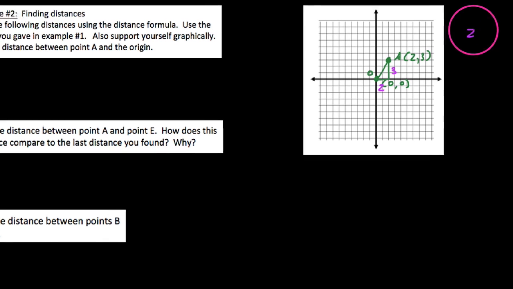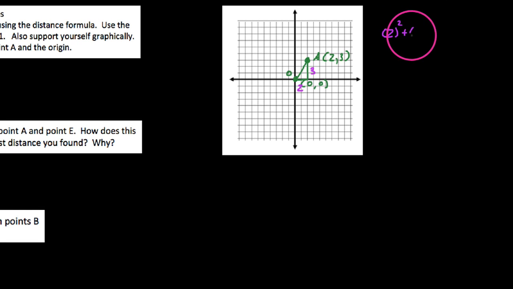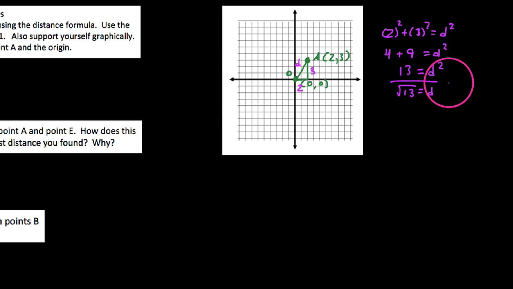One might make the argument, can't I just say 2 squared plus 3 squared? That's our distance squared here. And I would come back and say that absolutely you can do that. So we get 4 plus 9 equals d squared. In other words, we get 13 as our d squared. Solving for d, we get the square root of 13, which is plus or minus, but we keep only the positive because we're talking about a distance here.